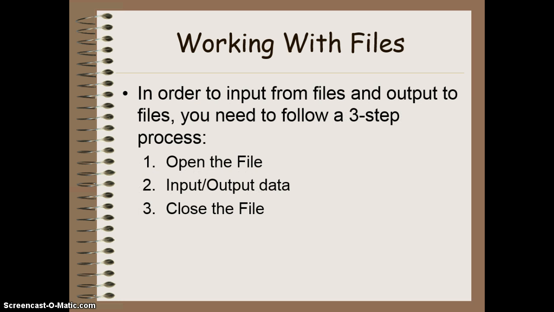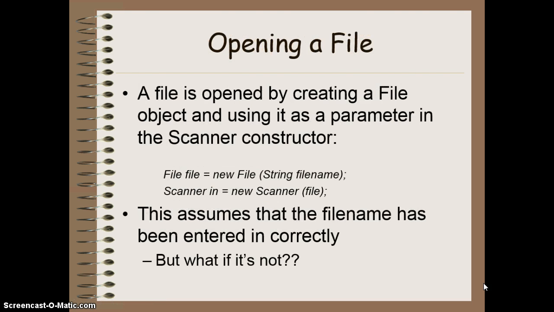Now, whenever we want to input from files or output to files, we have to follow a three-step process. The first step we have to do is to actually access and open the file itself. Once we've done that, we can then either input data or output data to the file. And then finally, we want to close the file to free up any memory that's being used in that actual file while we're running with it. So we'll start by learning how to open a file.